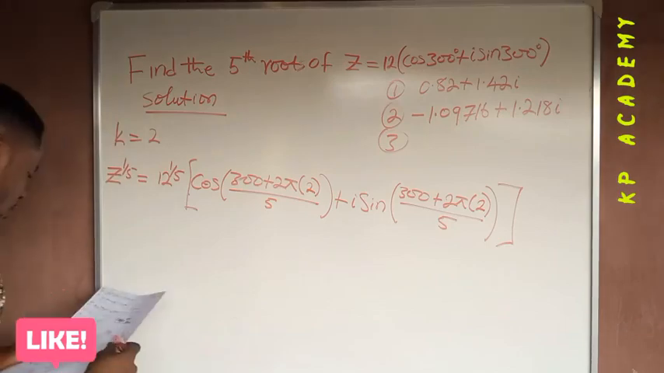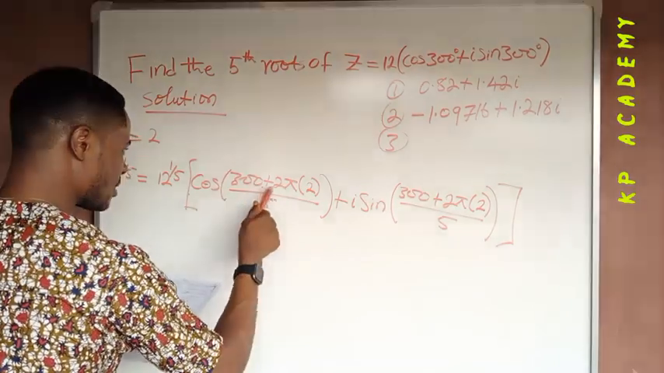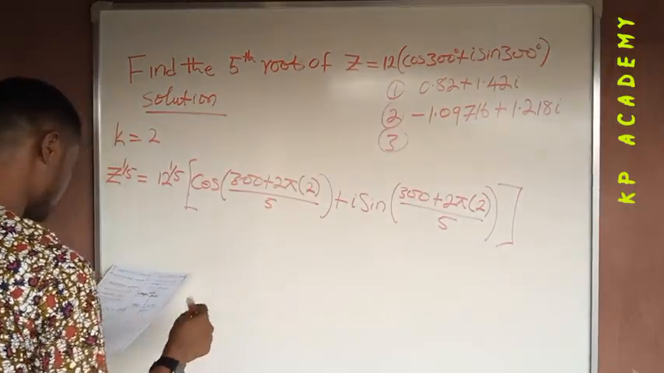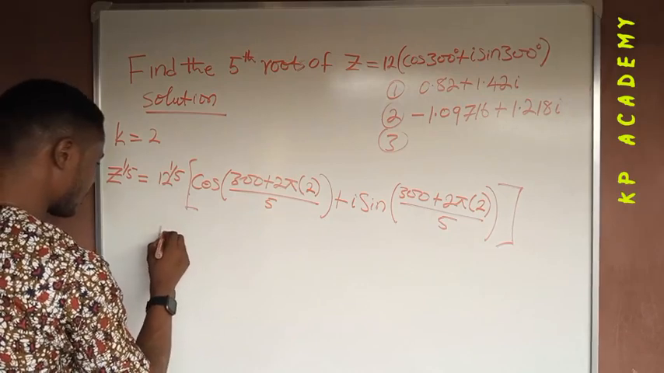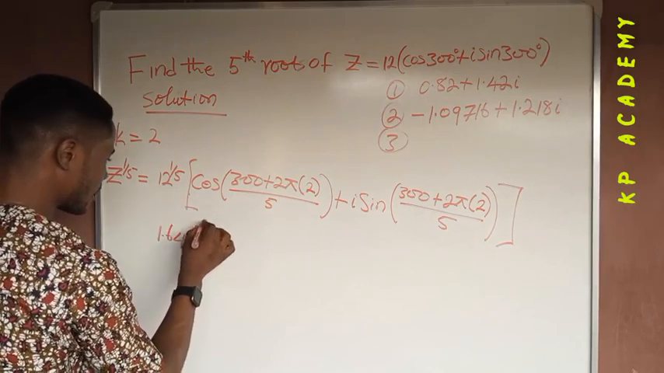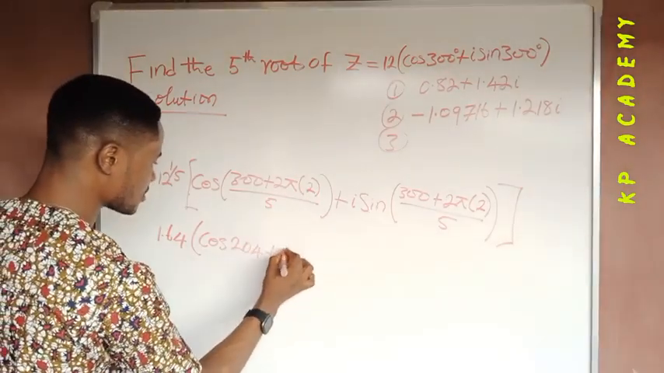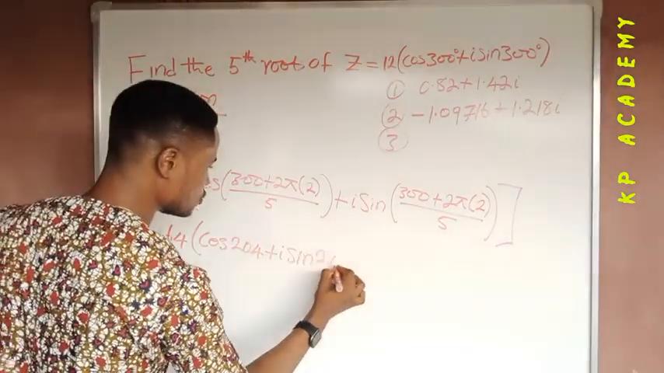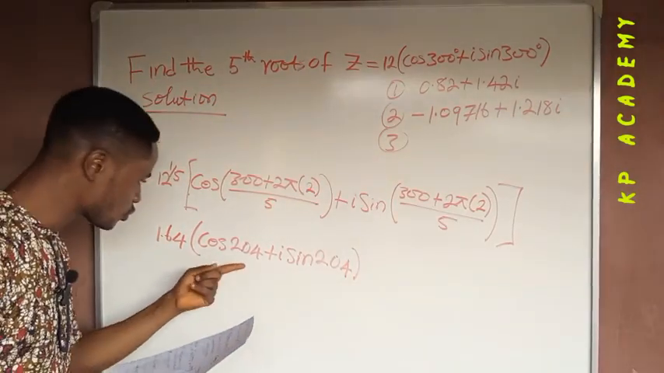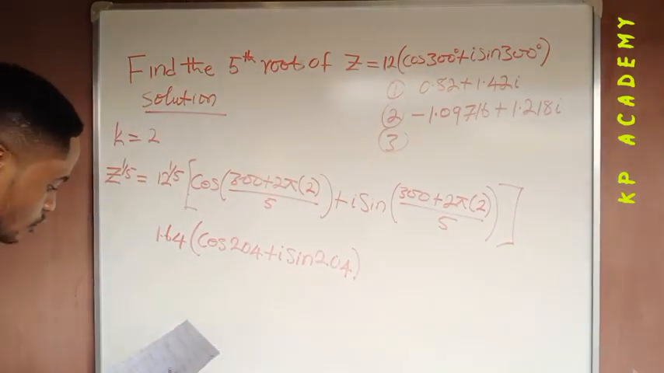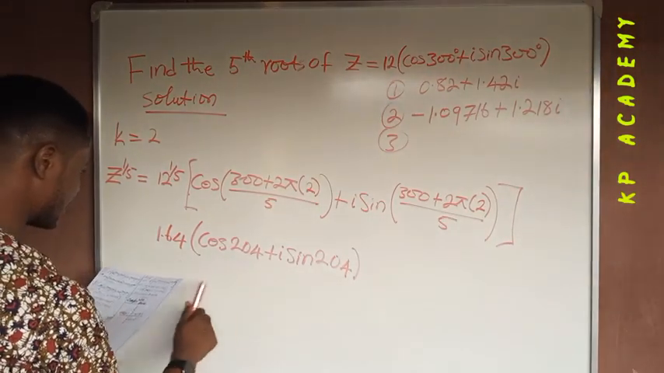So now for when k is equal to 2, when you evaluate all of these things here, 300 plus 360 times 2 all over 5, you should be able to have 204. So this again is 1.64 now into cos 204 plus i sine 204. So at this stage now, we're going to evaluate cos 204 and sine 204. And of course, when we evaluate this and this, then use this.